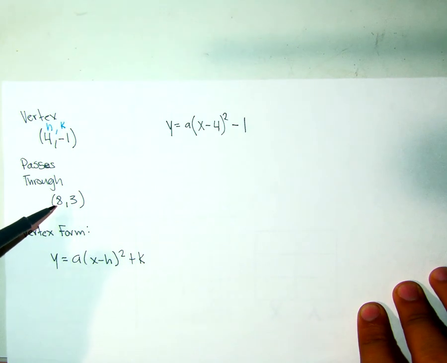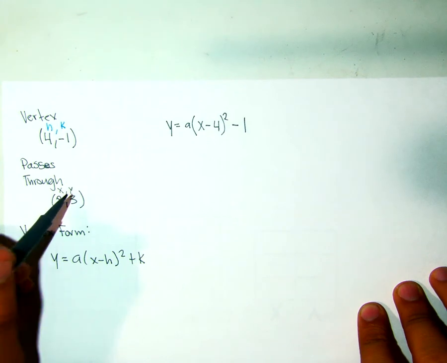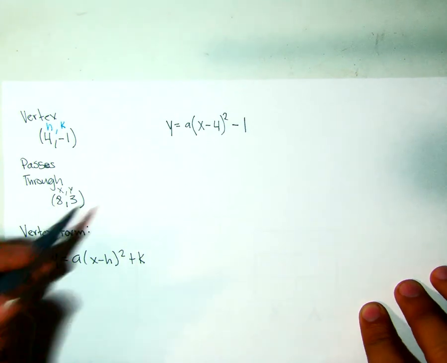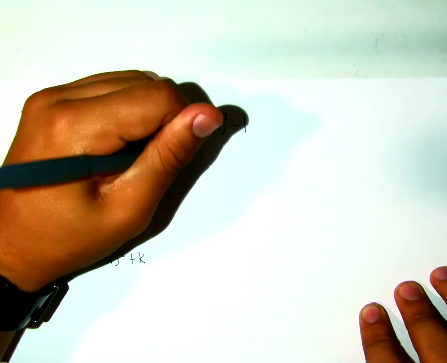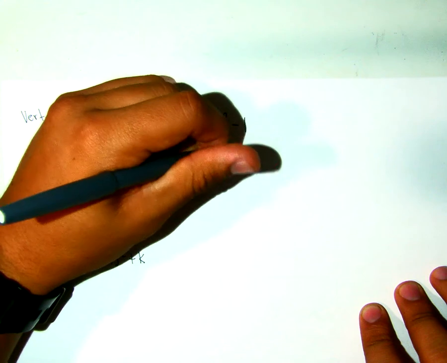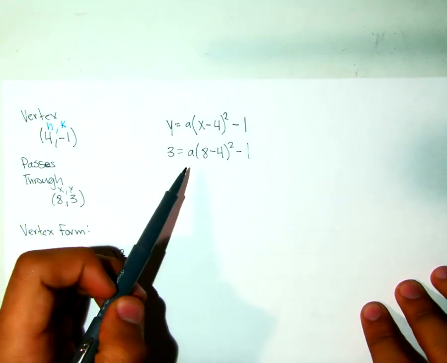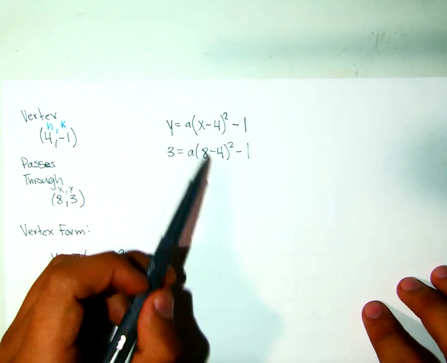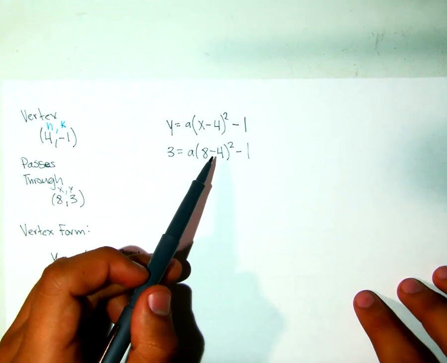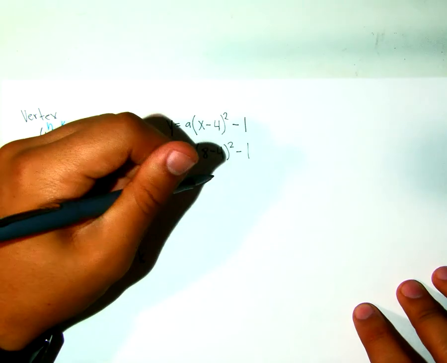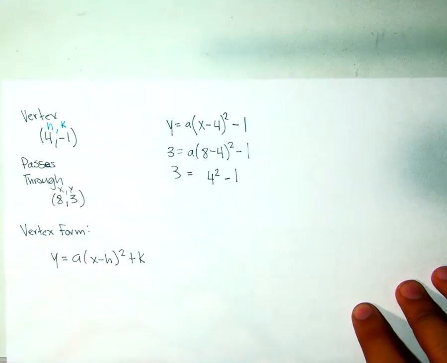What coordinate does this 8 represent? X. What about the 3? Y. So we can plug this in as well. So 3 goes in for y, so we get 3 equals a times 8 minus 4 squared minus 1. Now we want to solve for a. This is the only thing that's left that we do not know. So 8 minus 4 is 4, so we get 4 squared minus 1.